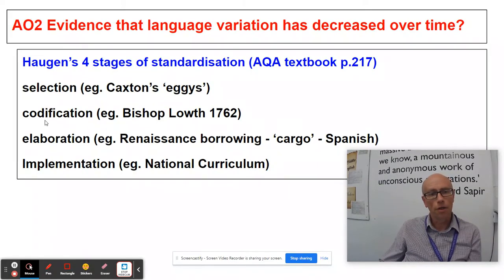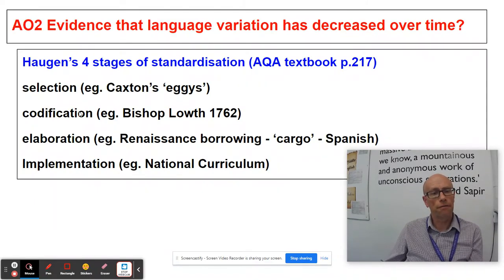That's the selection period. And then you've got, according to Haugen's model, codification. This is in the 18th and 19th century when the grammarians and lexicographers get their greedy hands on the language, and they lay down the prescriptive rules of what a good gentleman or lady should be doing with their language in order to be thought educated. The example given in the textbook is Bishop Lowth, who in 1762 produces a Short Introduction to English Grammar and lays down various shibboleths, various rules which should not be broken. Things like never use a double negative.